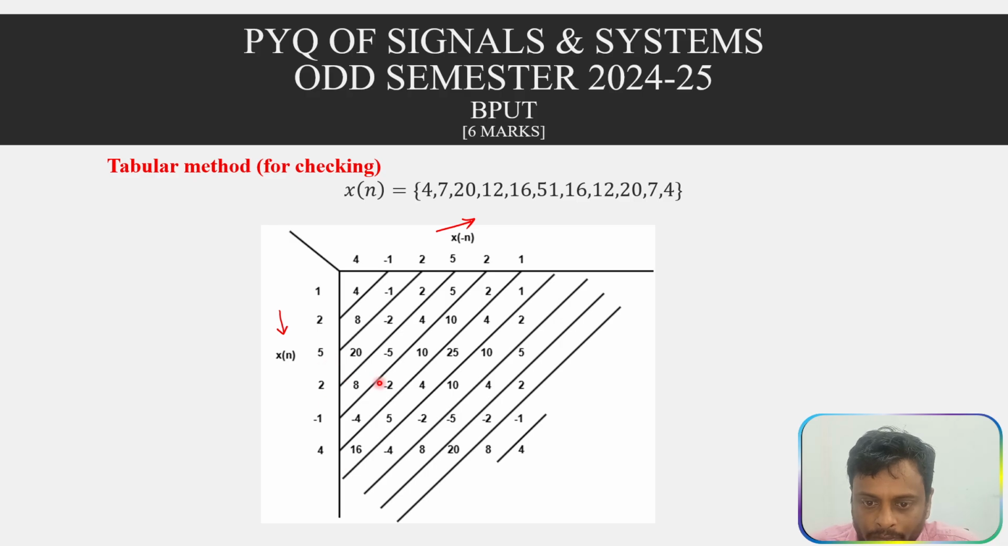Okay. So all will be multiplied. Then diagonally you can add. So first one is 4. So you can see this is 4. Okay. First one is 4. So this is 4. So now this is 8. 8 minus 1, that will be 7.